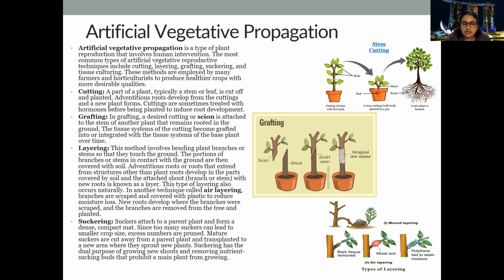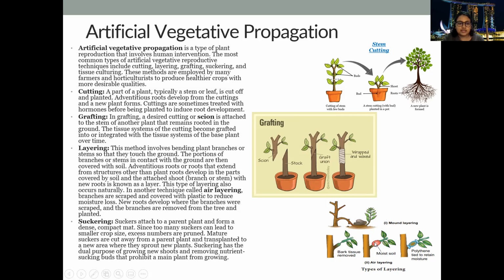So there are techniques used, like air layering and mound layering. These types of layering are present. Air layering is this one, and what we discussed earlier is the mound layering. Do you understand what we discussed? That is the mound layering, and another is air layering.